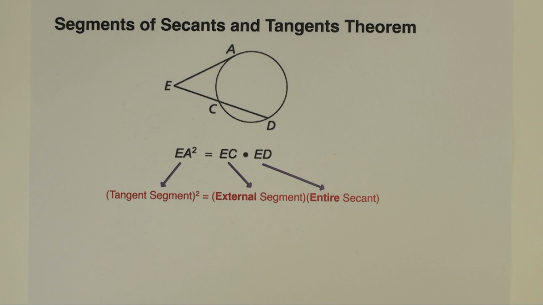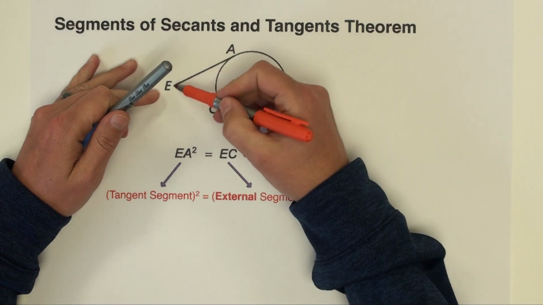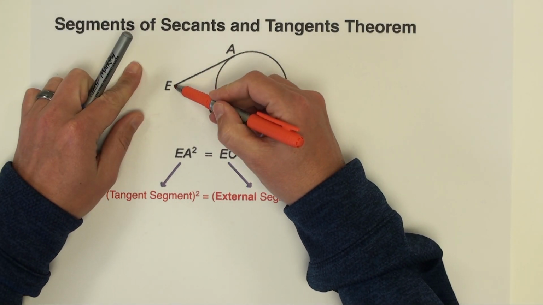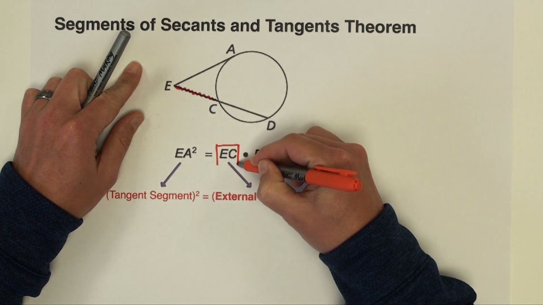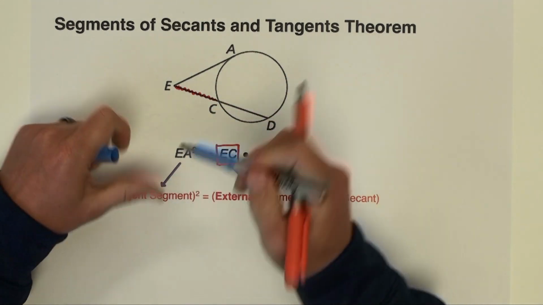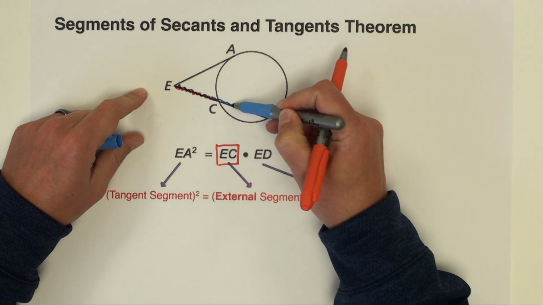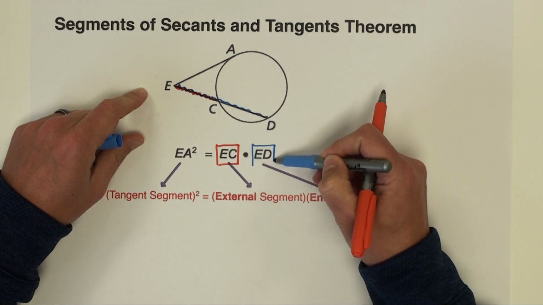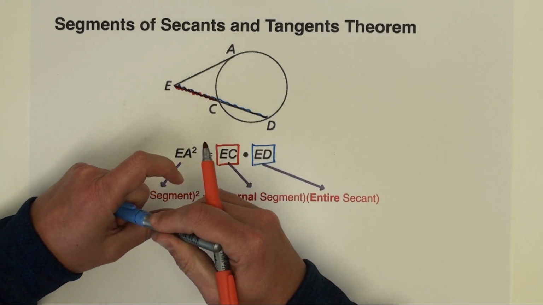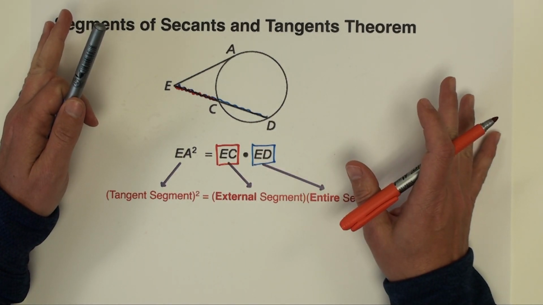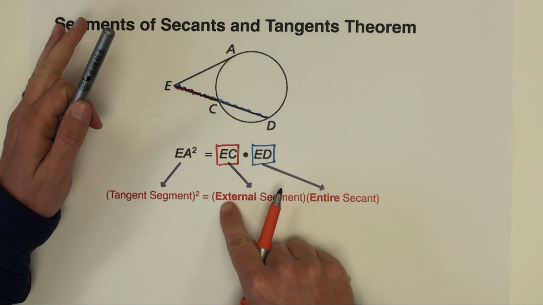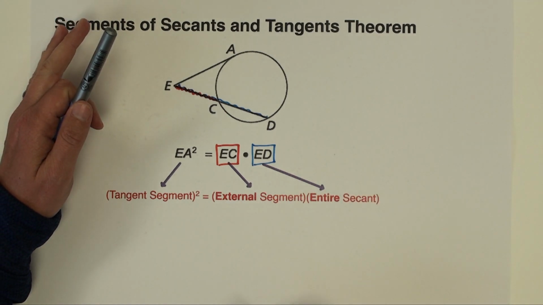First, let me look at just the secant segments. So let's look at the bottom first. We've got this outer piece, EC. We're doing that again. And then we're going to use the whole thing, ED. Okay, so there's no difference at all to how we do that from the previous theorem. It's the external piece times the entire segment.